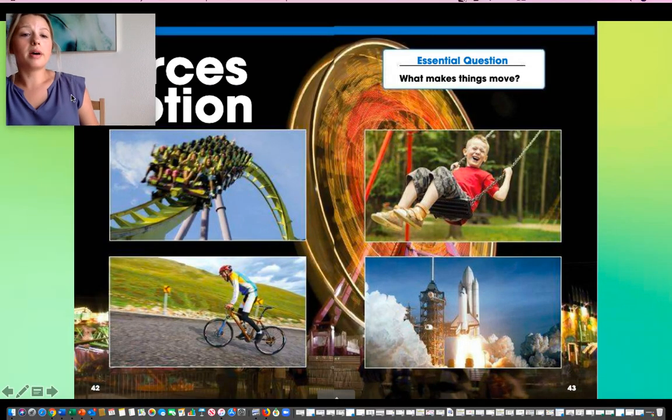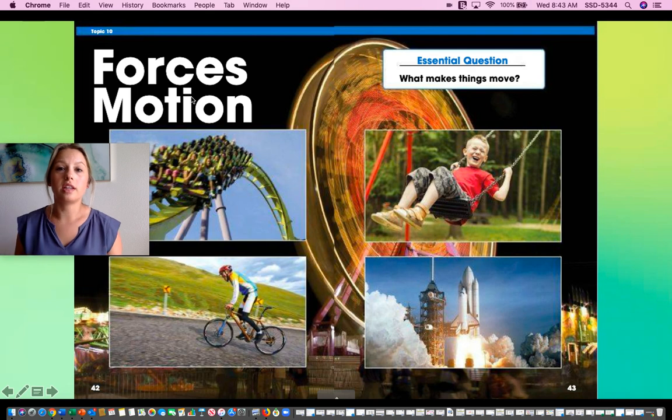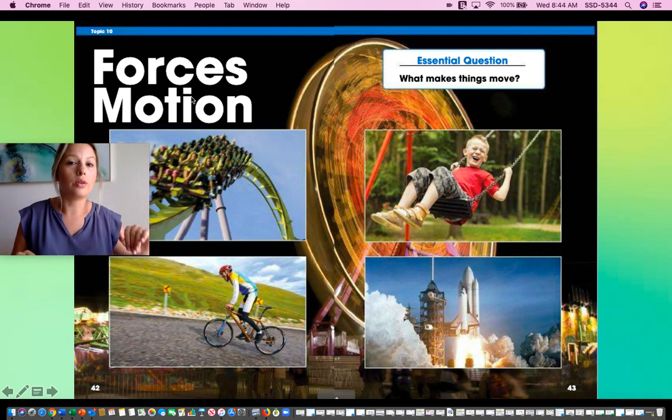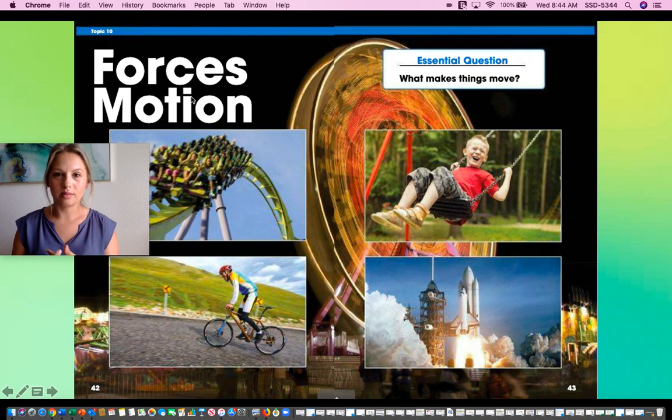So we're learning all about forces in motion. We know forces are things that can push and things that can pull. And we know motion means move. You can move, you can make other things move. And our big idea is what makes things move. Things move because of forces, right? We either push or pull them. A force can be you, it could be air, it could be gravity.